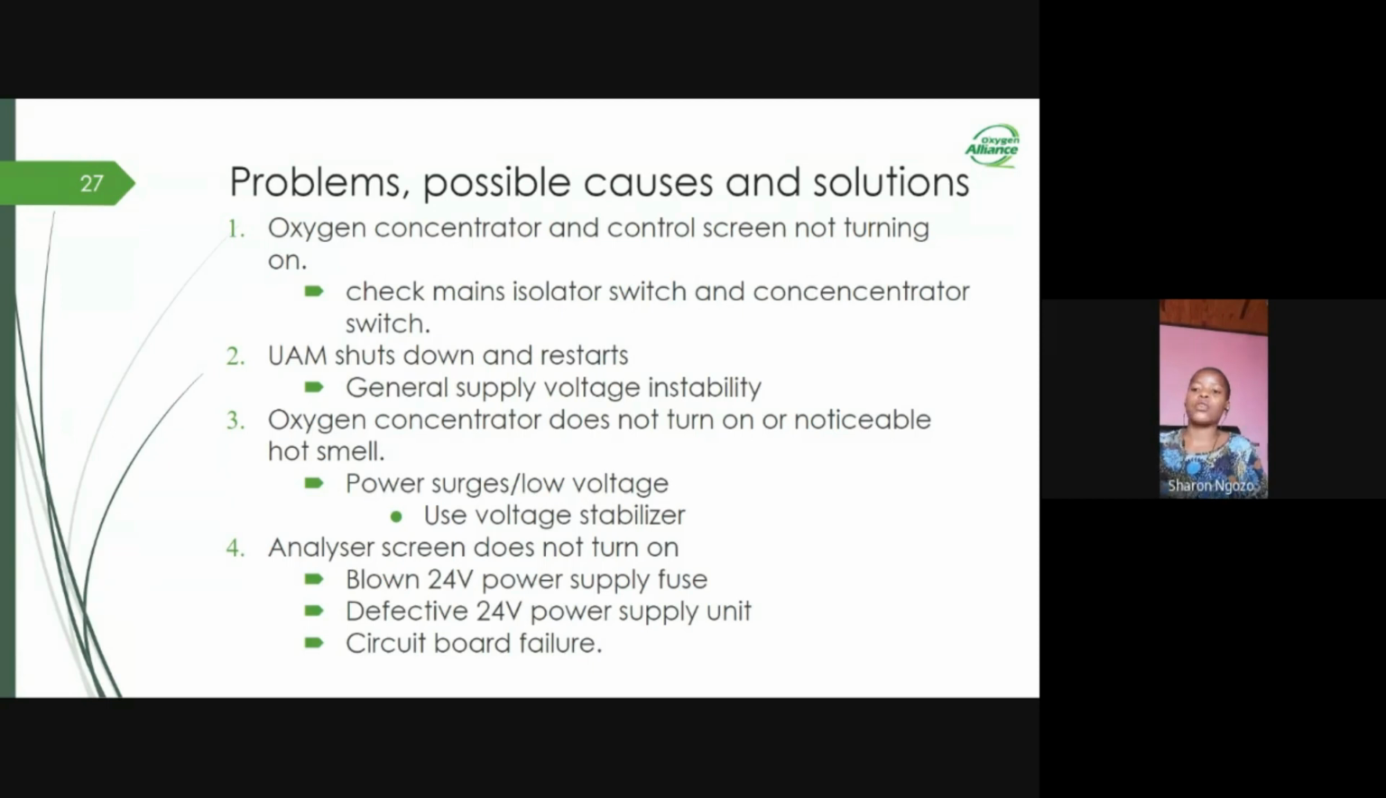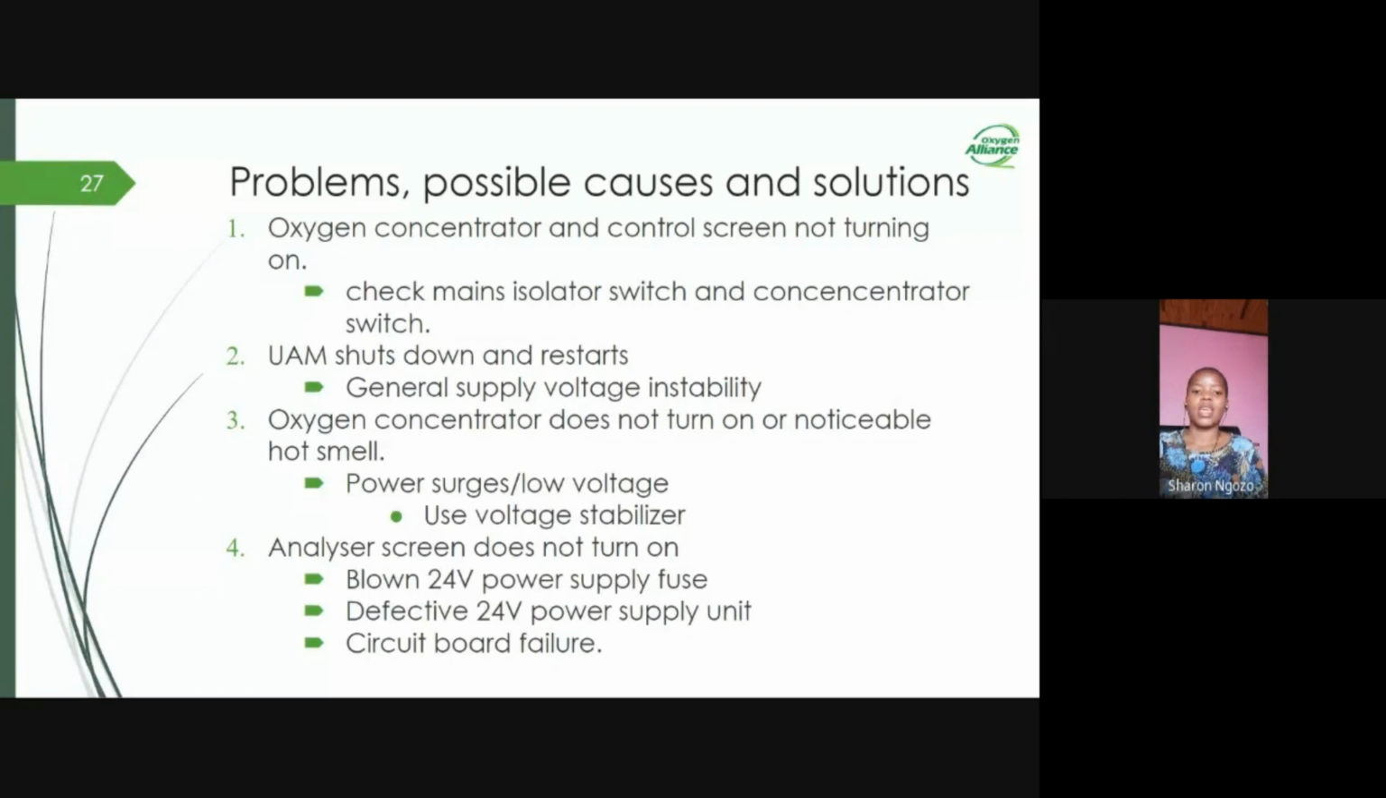Or even if you're using a voltage stabilizer between the UAM and the wall socket, if that voltage stabilizer is malfunctioning, it can also cause this problem. The second problem we'll look at is where you have the UAM shutting down and restarting. This can be caused by voltage instabilities, so all you have to do is use a voltage stabilizer. Or if you have a fault in your local wiring, you have to check it out and make sure that it is fixed.